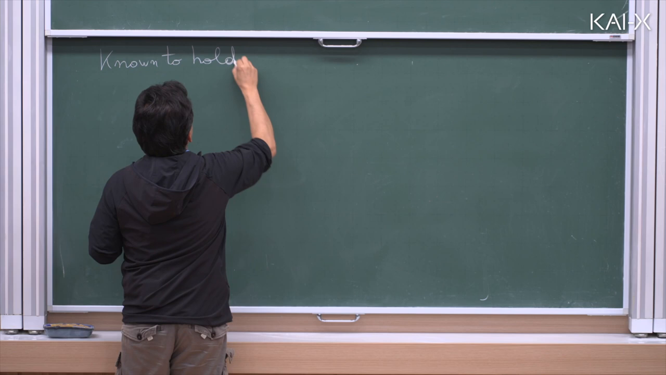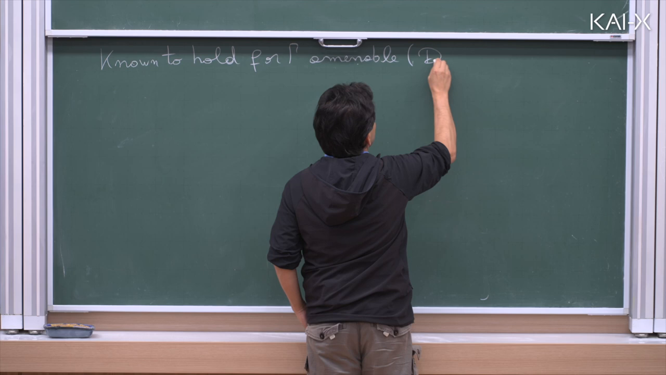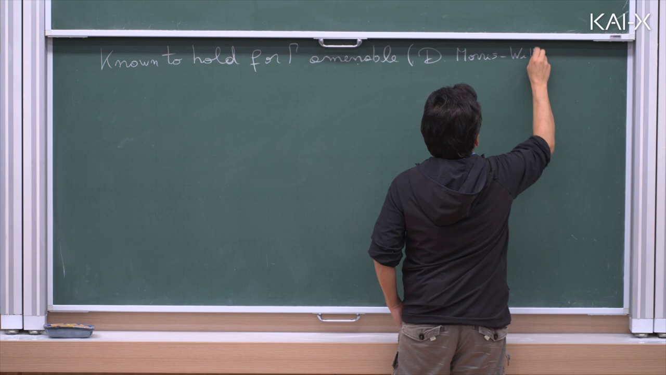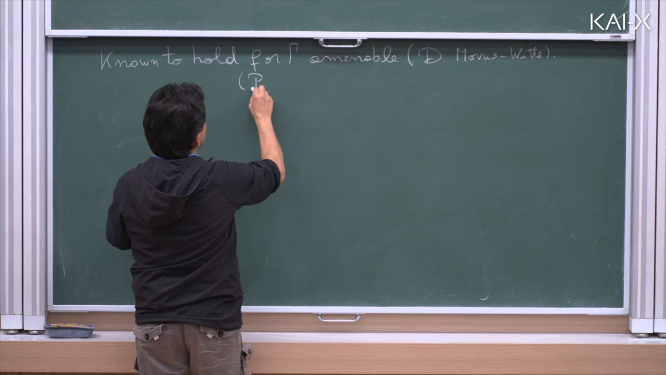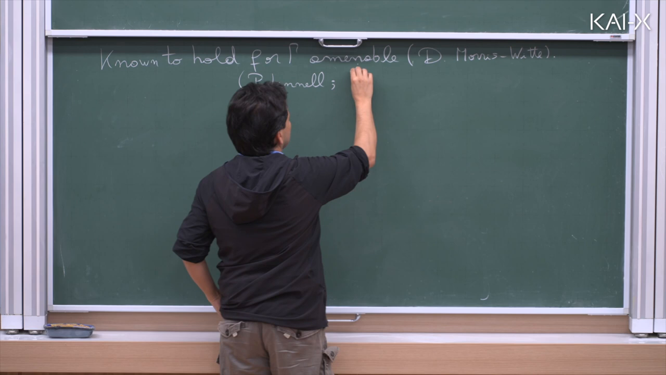For gamma amenable. This is a remarkable result with a remarkable proof, actually, by Dave Morris-Witte about 15 years ago. This was also conjectured by Peter Linnell. This was the original version of Linnell's conjecture. But I would like to stress here that this was originally conjectured by Thurston, okay? And nobody noticed that Thurston conjectured this.